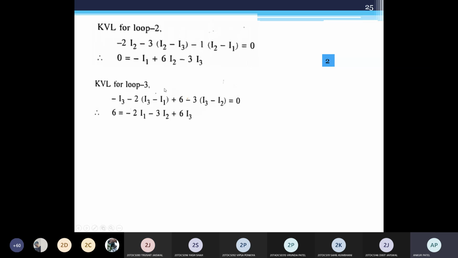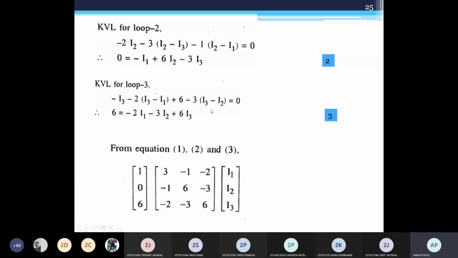Okay, now we have three equations. So you will get this type of matrix. Are you getting this matrix? 1, 0, 6, 3, minus 1, minus 2, minus 1, 6, minus 3, minus 2, minus 3, 6. If you are getting this diagonal negative, then you will get the negative answer for current. If we have this positive diagonal value, then you will get a positive value. Okay, so this is your matrix.